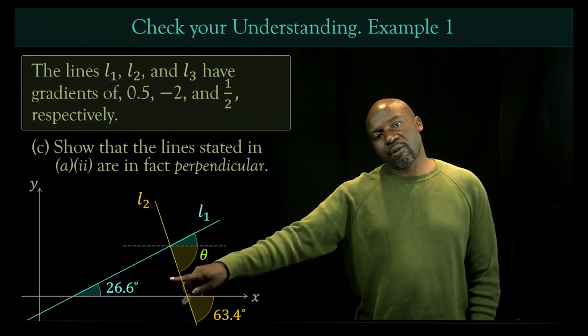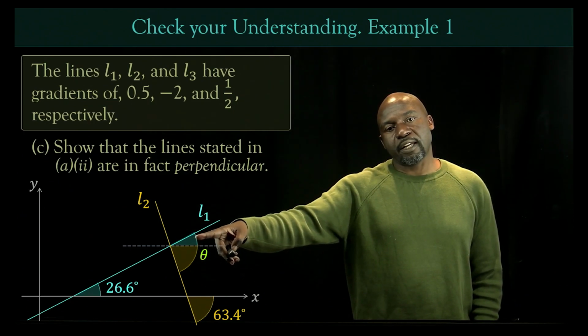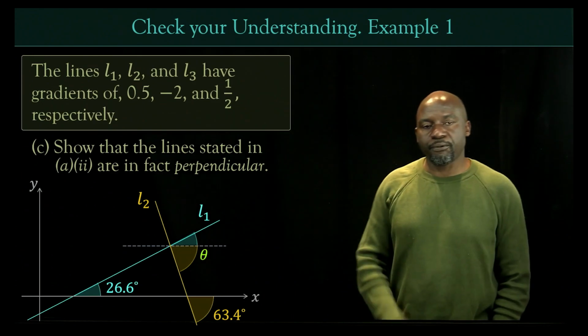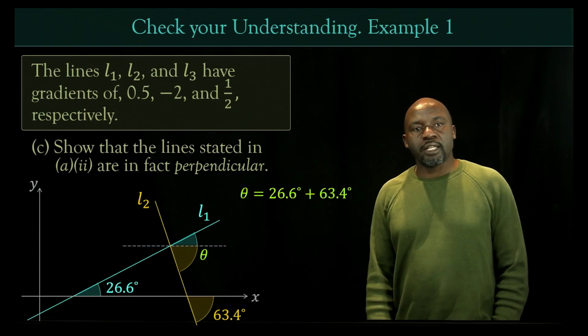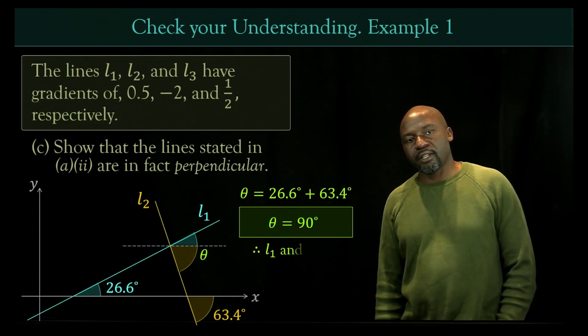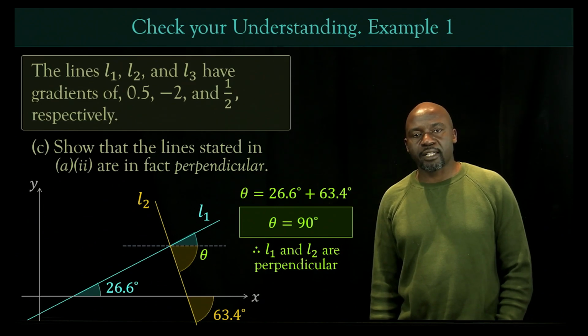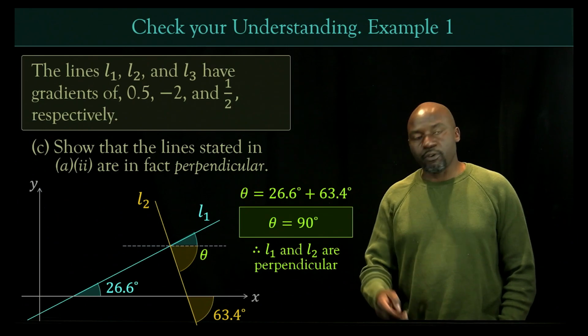So the total angle from down there all the way up must be the sum of 26.6 and 63.4. And so theta is 26.6 plus 63.4, which is 90 degrees. Because of that, line 1 and line 2 are in fact perpendicular. They are at 90 degrees. I hope you enjoyed that.